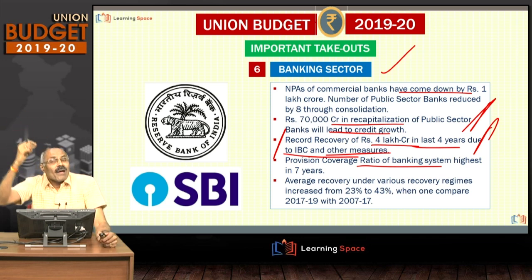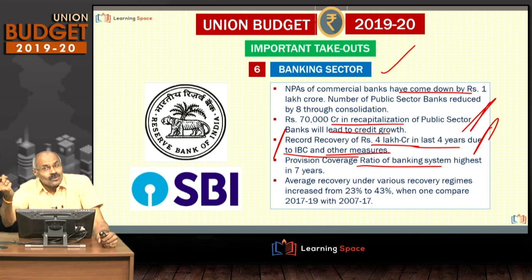That means the banking sector is now coming back on rails, you can say. Provision coverage ratio increased. NPA is reduced, more money is given by the center to promote lending to various sectors, right? So the government's thrust is to keep the banking sector on track.